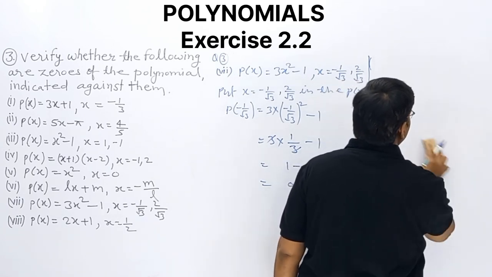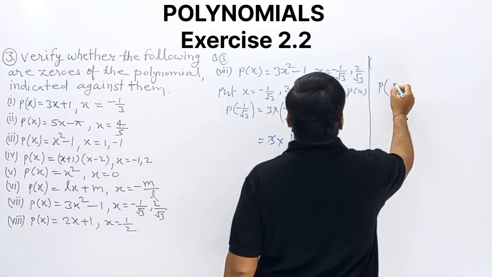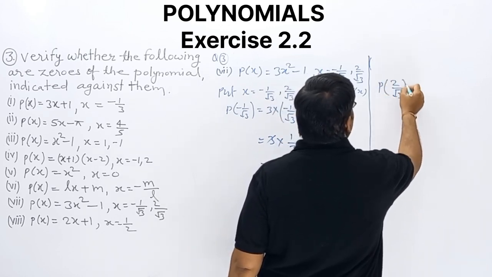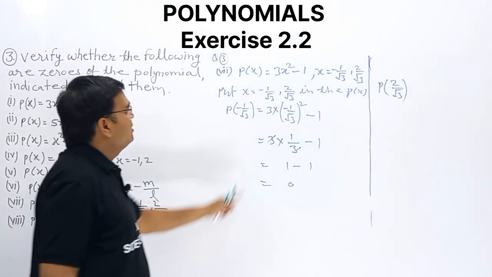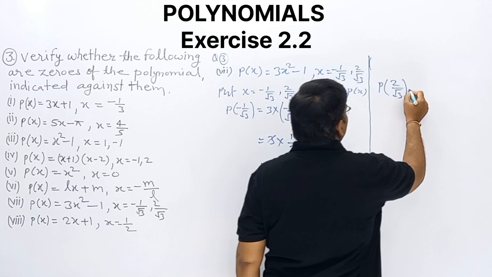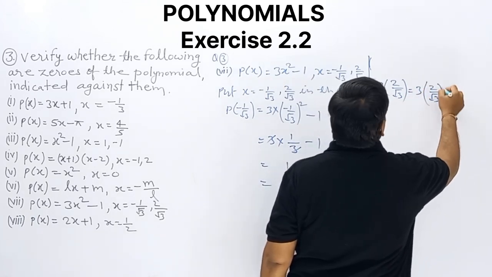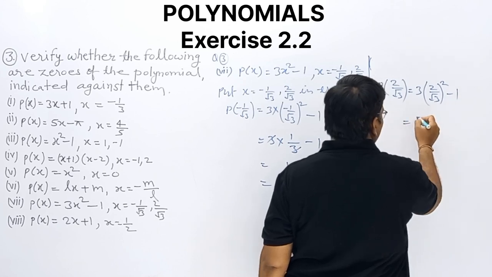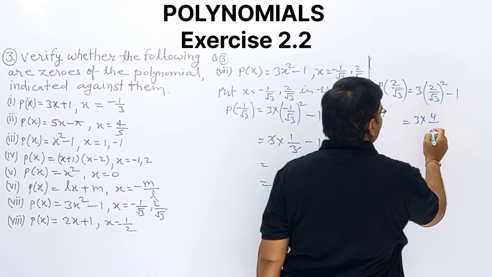What about this one? Now p of 2 upon root 3. We want to put 2 upon root 3 in place of x. Then what will happen? 3 into (2 upon root 3) square minus 1. Solve this one. 3 into 2 square is 4, root 3 square.